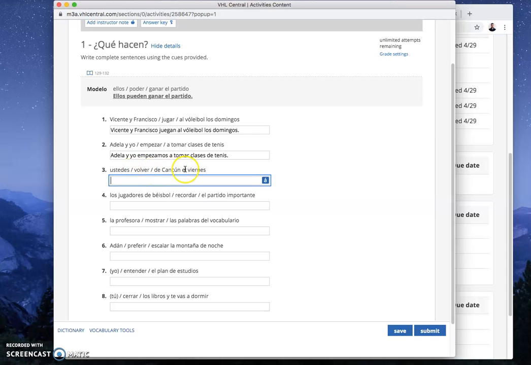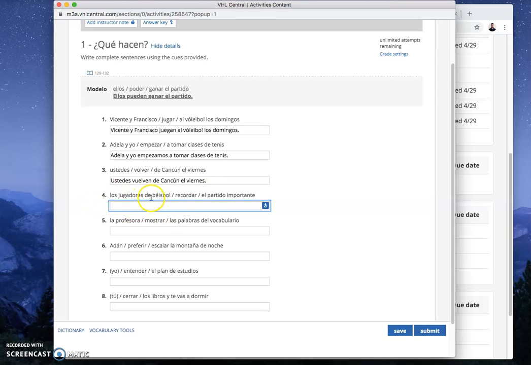Número 3. Ustedes volver de Cancún el viernes. Pause. And we're back. Ustedes, this is the stem change. Vuelven de Cancún. Look, I'm going to put in the accent over the U. Right? Cancún el viernes. Excelente.